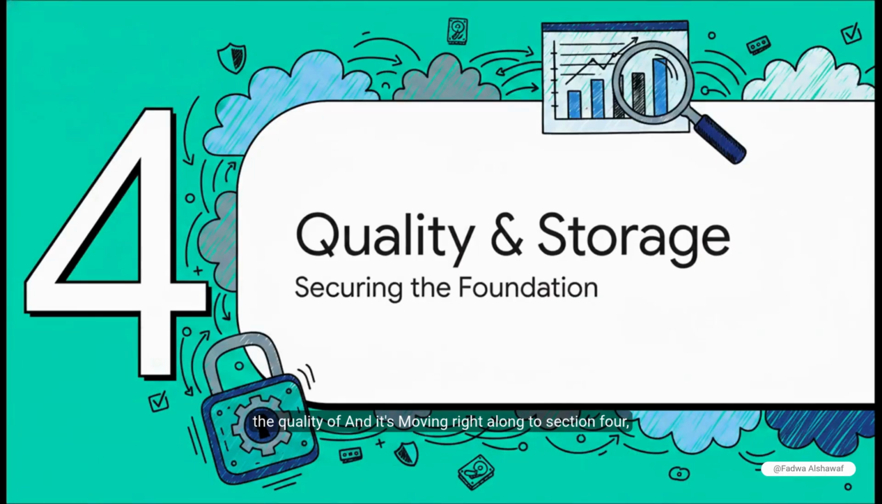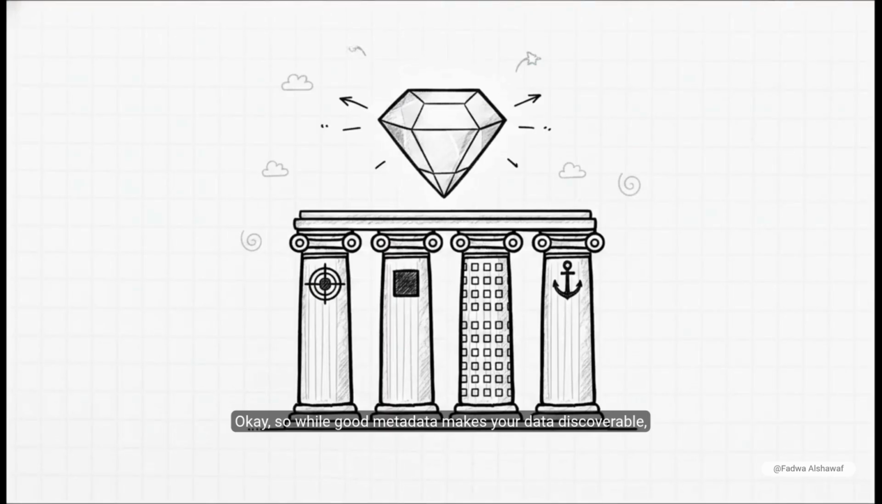Moving right along to Section 4, we've got our well-documented data, but now we need to make sure it's secure and high quality. Let's look at quality control and data storage. Okay, so while good metadata makes your data discoverable, good data quality is what actually makes it trustworthy. But what does quality even mean in the real world? Well, it rests on 4 key pillars.